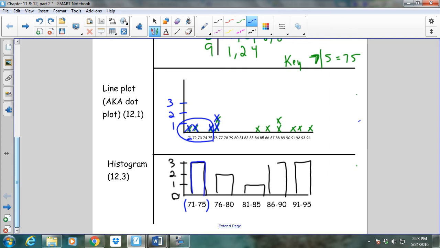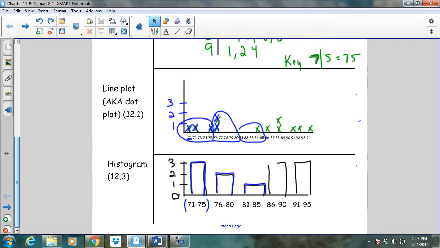How many times did I have a value between 76 and 80? 76 and 80 is here. 2 times, right? So I make a bar graph going up to 2. You get it? 81 to 85 only occurred 1 time. So I go up like that. So it's a bar graph showing the ranges of the values that you have.